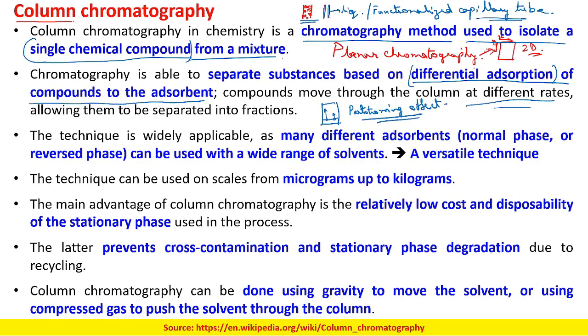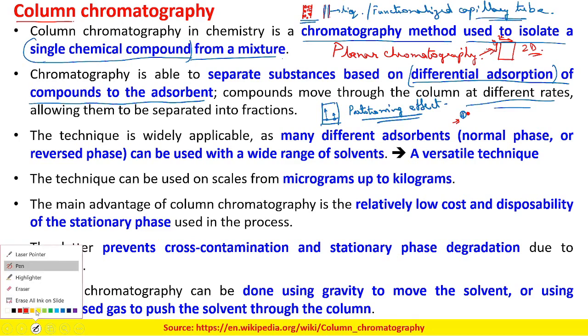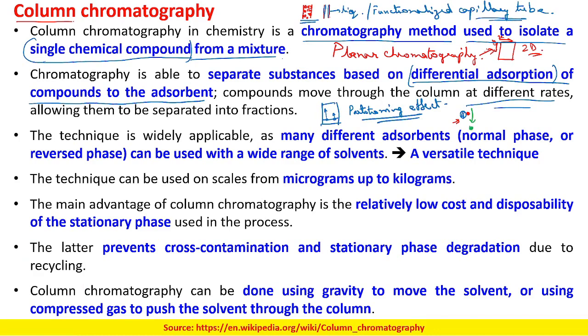Adsorption is a phenomenon where solid substances have a specific affinity for a particular analyte. So here we have the adsorbent, and say analyte A may get adsorbed onto the surface of the stationary phase, whereas the second analyte B does not have affinity for the adsorbent, and accordingly it moves out.